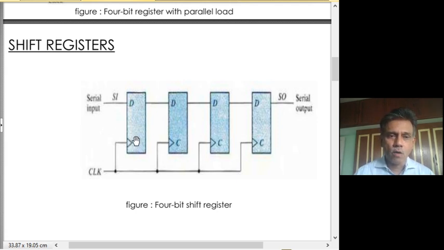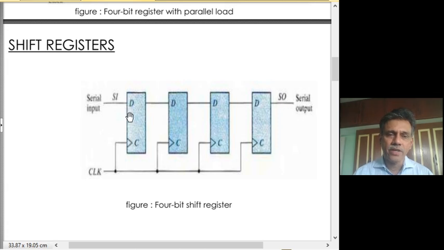A common clock goes to all these D flip-flops, and you have a serial input, called SI for short, through which bits can be sent into this register. There is a common output, called the serial output, SO for short, through which bits can be read out.